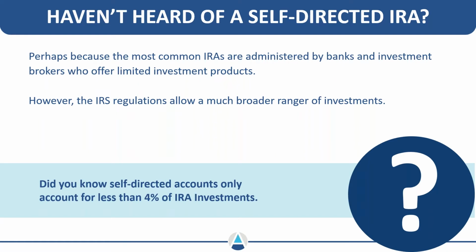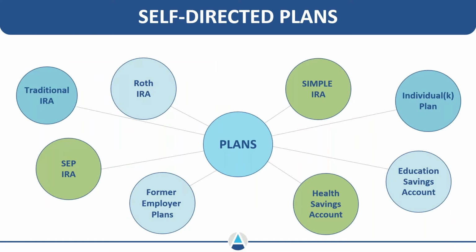And I always think that is interesting because as the number of retirement accounts out there grow, and the number of people that self-direct grow, it really doesn't necessarily change that percentage all that much. It hasn't changed much over the years. So what types of plans can be self-directed?